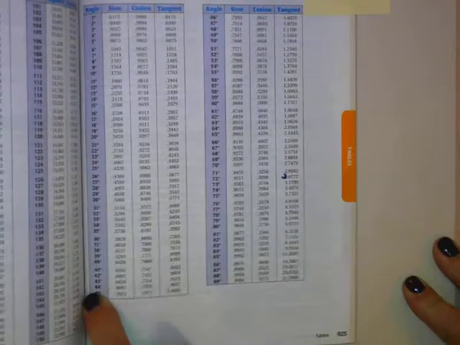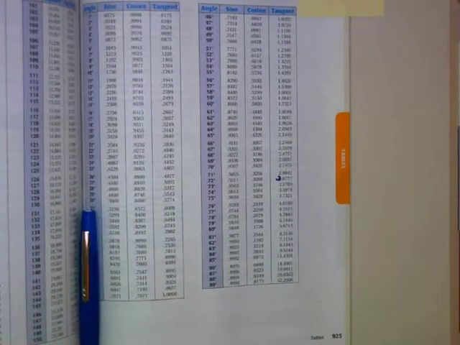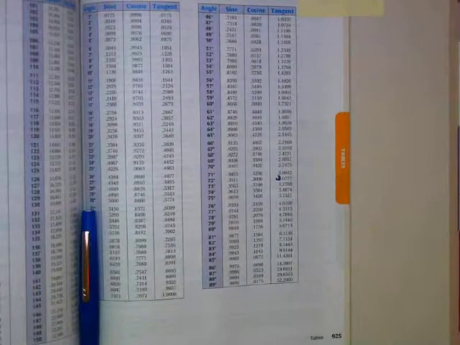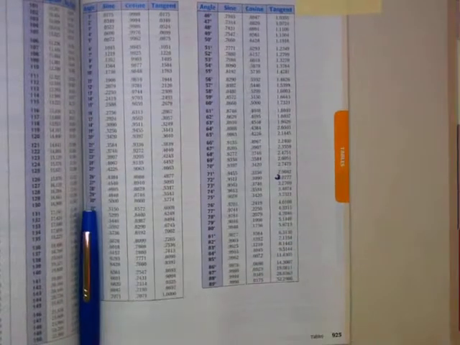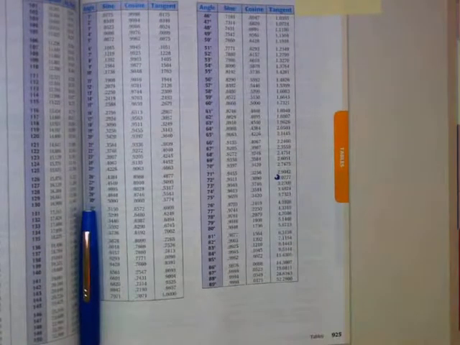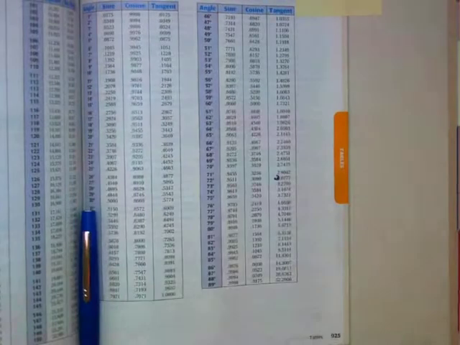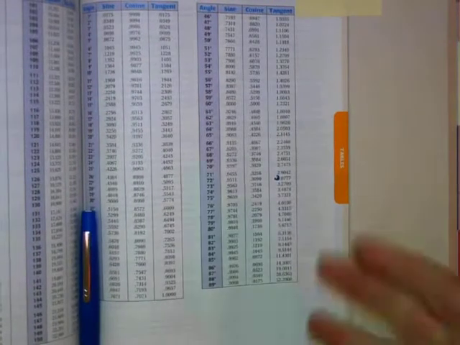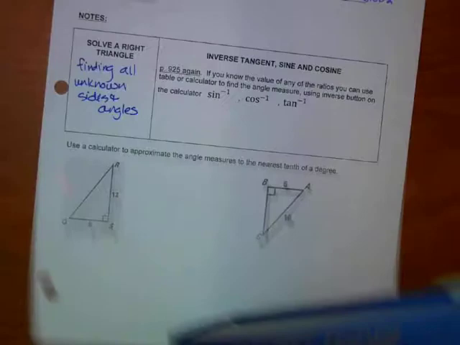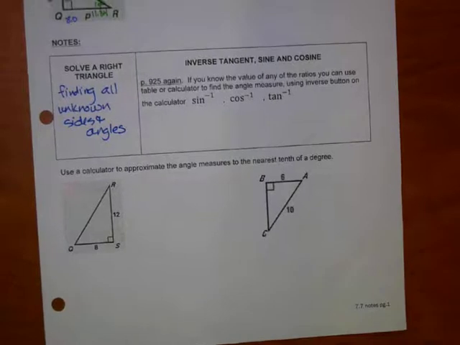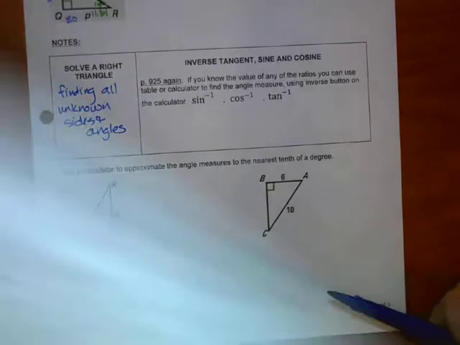Remember, I told you, it doesn't matter if you have a little tiny right triangle or a right triangle the size of this room. If you have a 44-degree angle, the tangent ratio is going to be 0.9657. So if you know this ratio, you can find the angle measure from the table or from the calculator. Okay, so that's what you're doing today. Let's practice this a little bit, first of all. Let's do it on the calculator too.